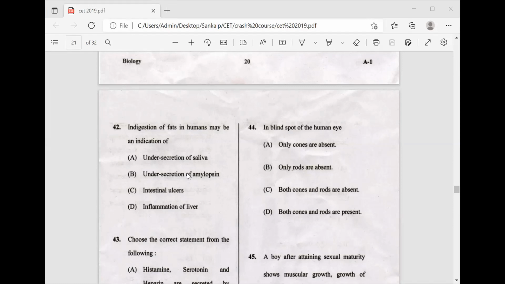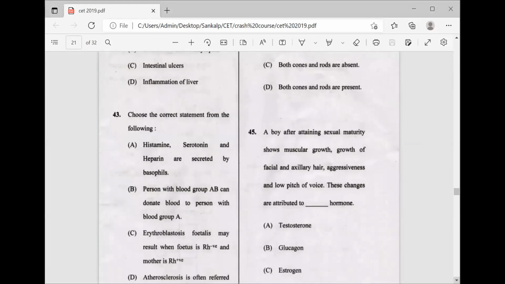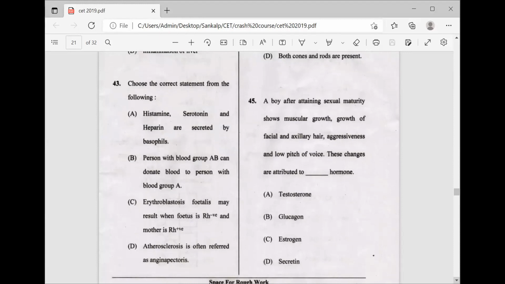Okay, fine. Then let me finish up to 45, and as he wants, we will discuss biotechnology. So the 43rd question: choose the correct statement from the following. Option A, histamine, serotonin, and heparin are secreted by basophils. Option B, a person with blood group AB can donate blood to a person with blood group A. Option C, erythroblastosis fetalis may result when fetus is Rh negative and mother is Rh positive. Option D, atherosclerosis is often referred to as angina pectoris. Yes, what is the answer for the 43rd question?